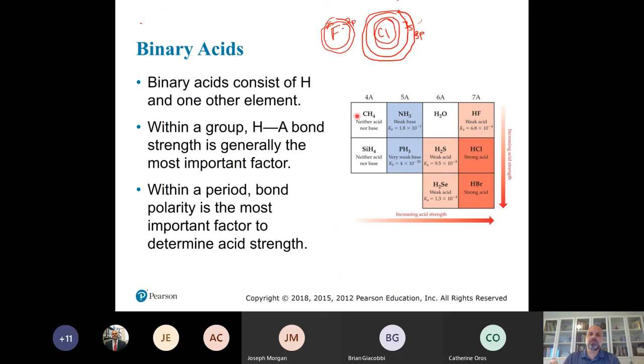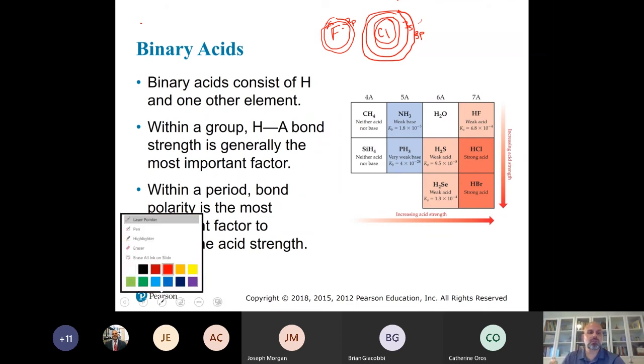So you can see with carbon and silicon, they act as neither acids nor bases, because basically the polarity of this CH and SiH bond is very, very weak. So there's not really this desire to form an acid or a base, right? And that's what we're talking about when we work across the periods.